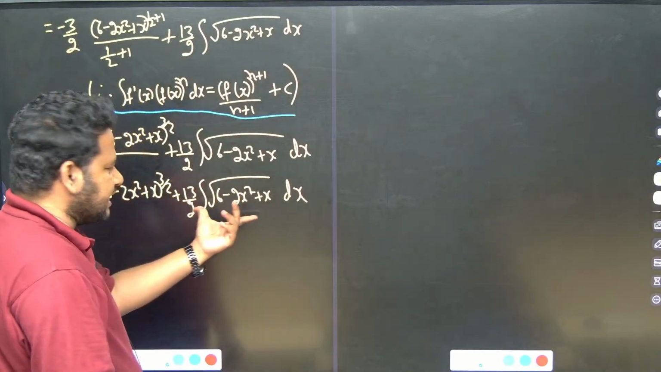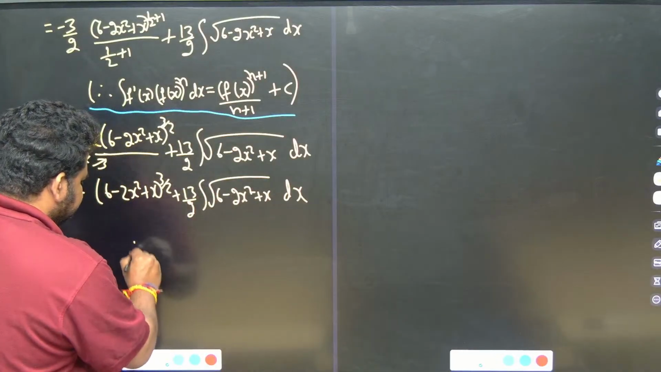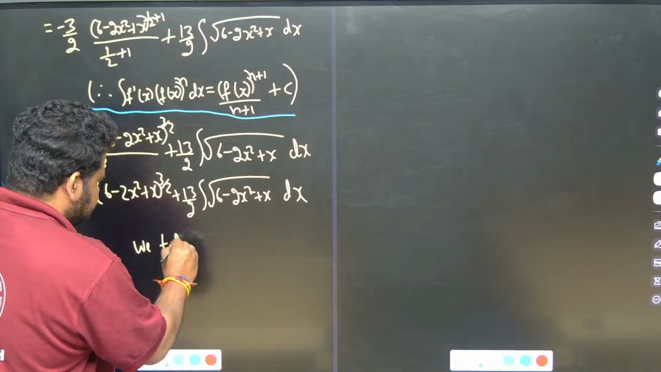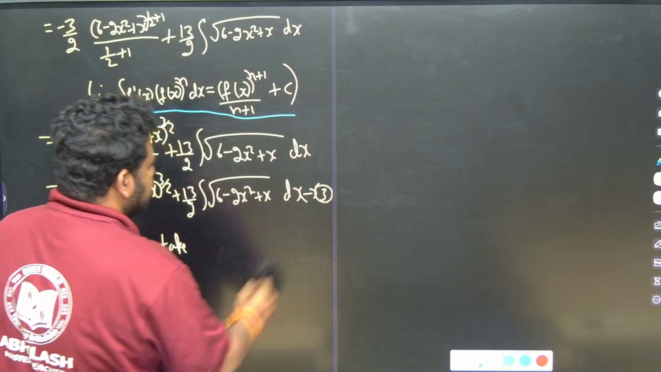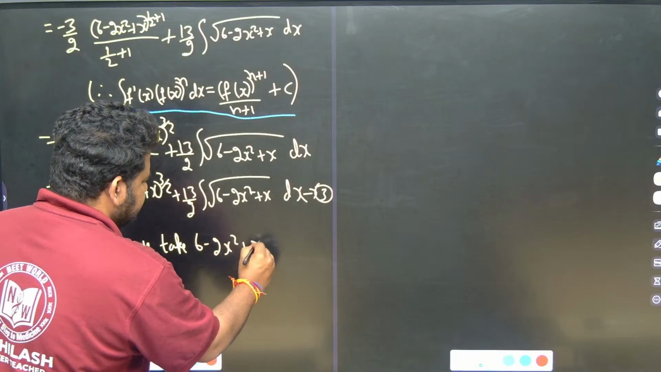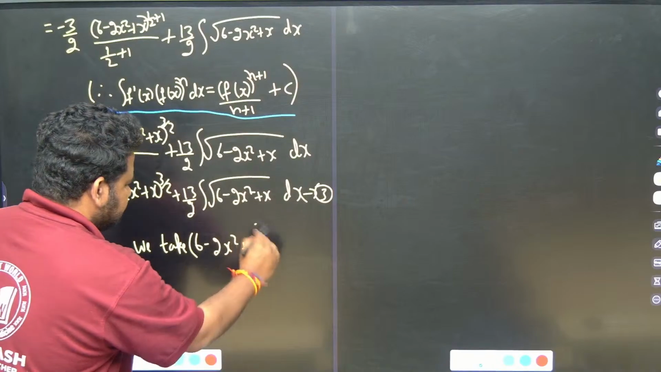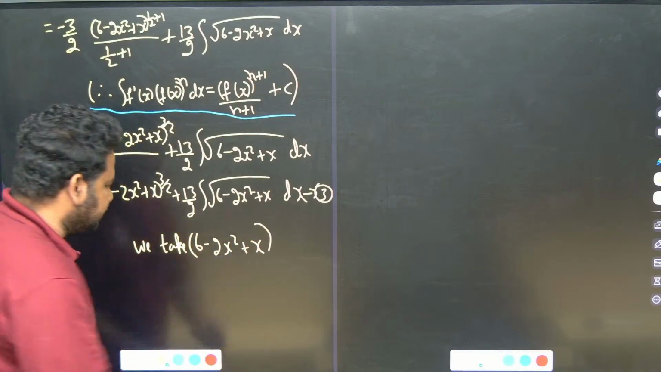So what I should do? First let us take this one. Let this be equation 3. So we take 6 minus 2x square plus x. What we will do here? We will do the completing the square method. So minus x square, coefficient of x square should be positive 1, but here it is minus 2. So we will take minus 2 outside.